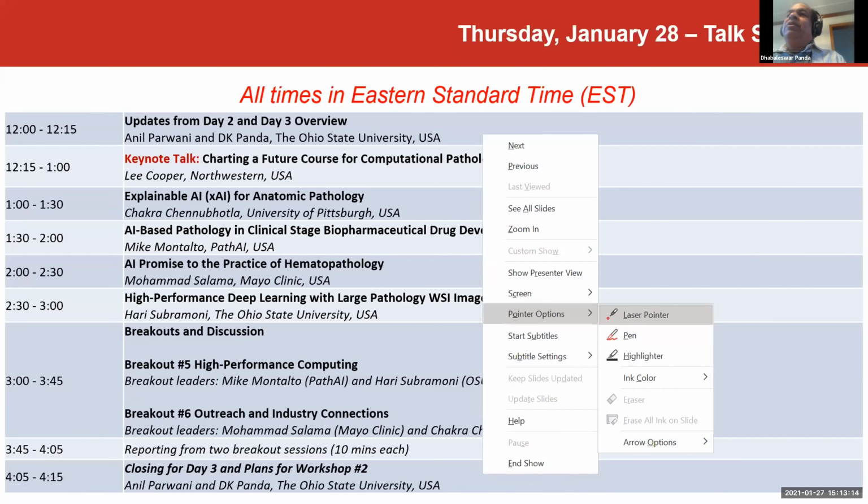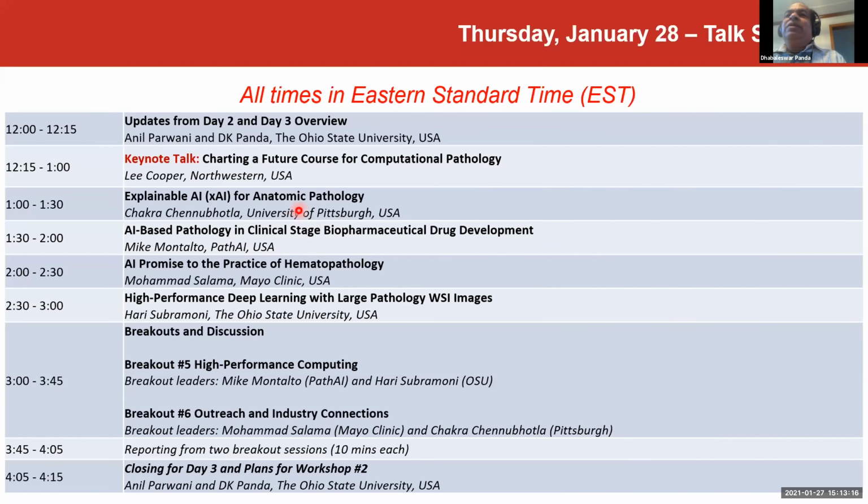We'll start with a keynote talk in the morning by Lee Cooper. Then we'll have a talk on explainable AI for anatomy and pathology from Chakra. Then we have a talk from Path AI on AI-based pathology for clinical stage biopharmaceutical drug development. And Muhammad Salama, AI promise to the practice of hematopathology from Mayo Clinic. Then we'll have a HPC talk, how do we take advantage of high performance computing for accelerating the deep learning with the large pathology WSI images.